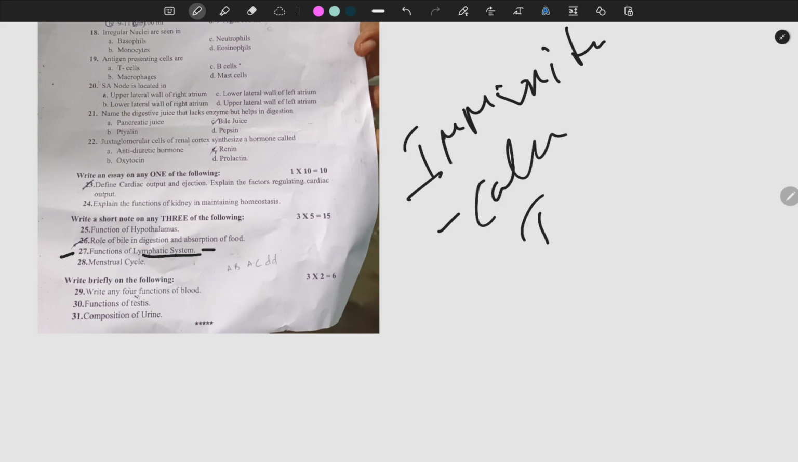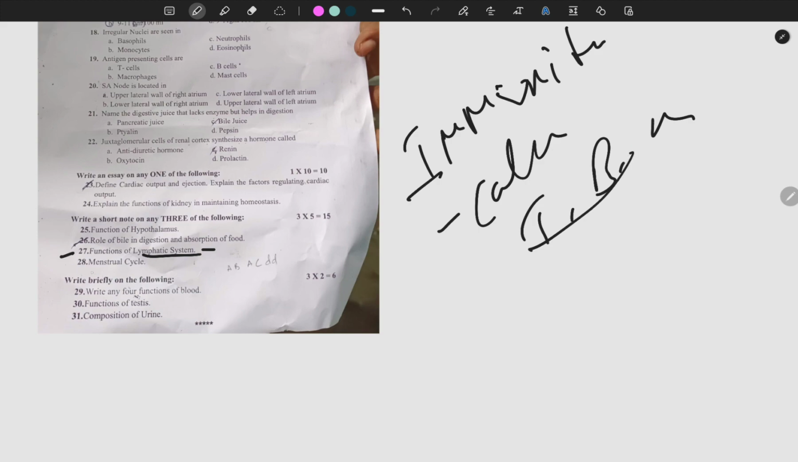And the function of the lymphatic system. What is the function of the lymphatic system? It is again immunity, mainly for immunity. In the lymphatic system the cells present are T lymphocytes, B lymphocytes, all those cells.